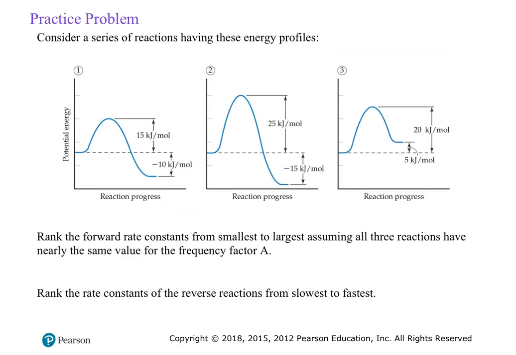So here we have 3 different reactions, and they each have their own energy profile. The first part wants us to rank the forward rate constants from smallest to largest, assuming that they all have the same frequency factor. And then we're going to rank the rate constants for the reverse reactions. So take a minute and try to do this on your own. Feel free to pause the video.